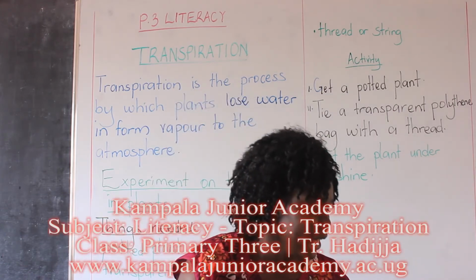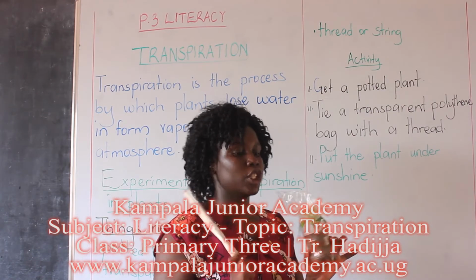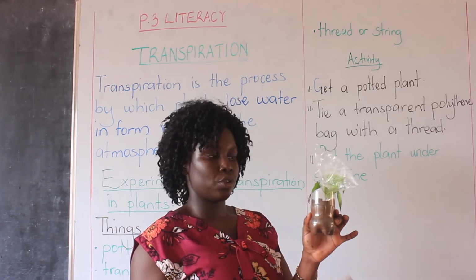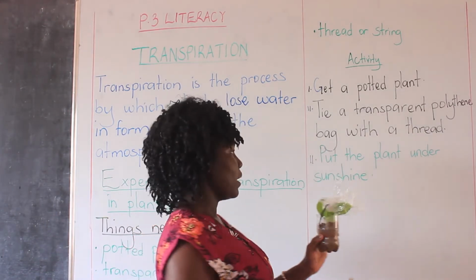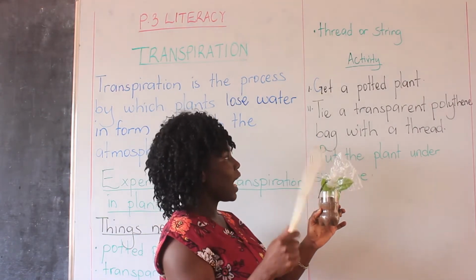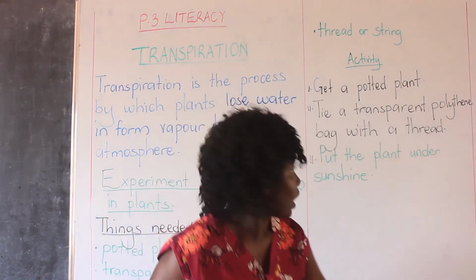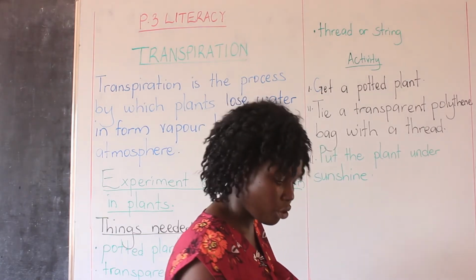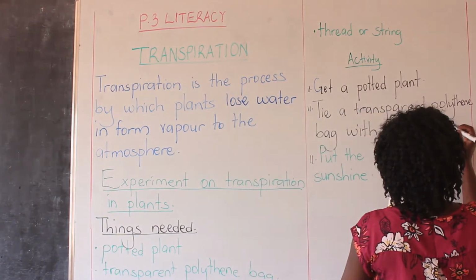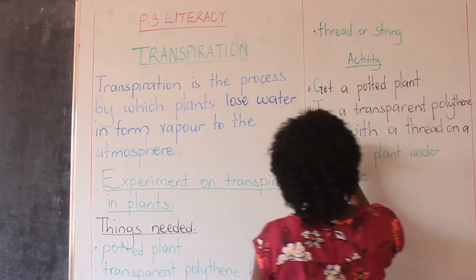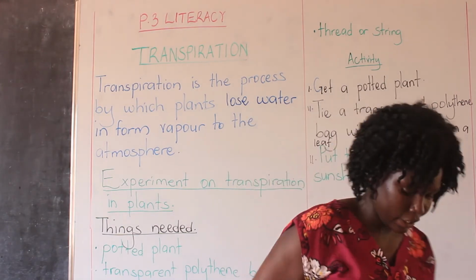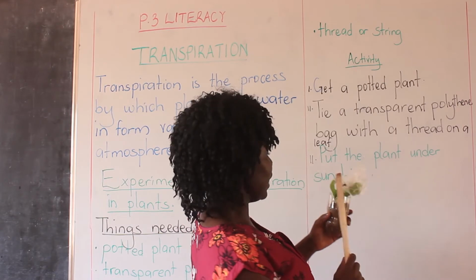1, you're going to get any plants the way you see it. Get a tin or any container, put soil there, put the plant there. Then number 2, you get a transparent polythene bag and you tie it. Now tie a transparent polythene bag with a thread on a leaf. Let's finish that statement. Tie it on a leaf.